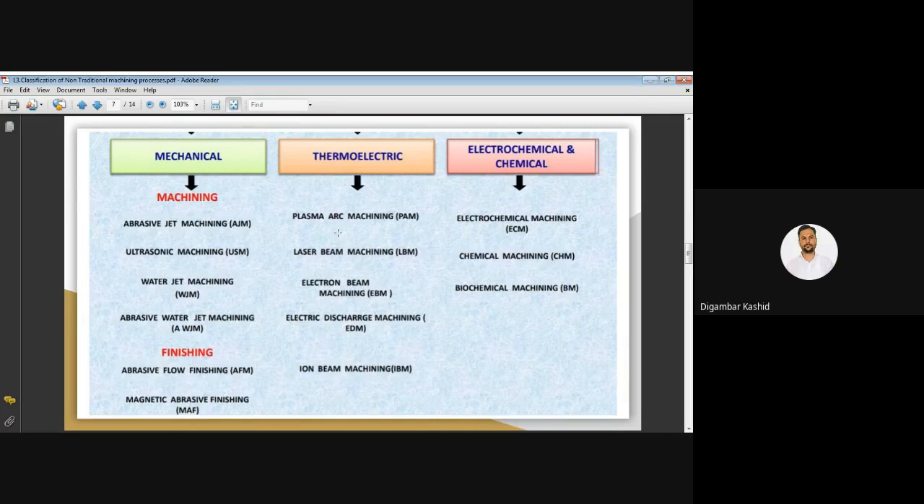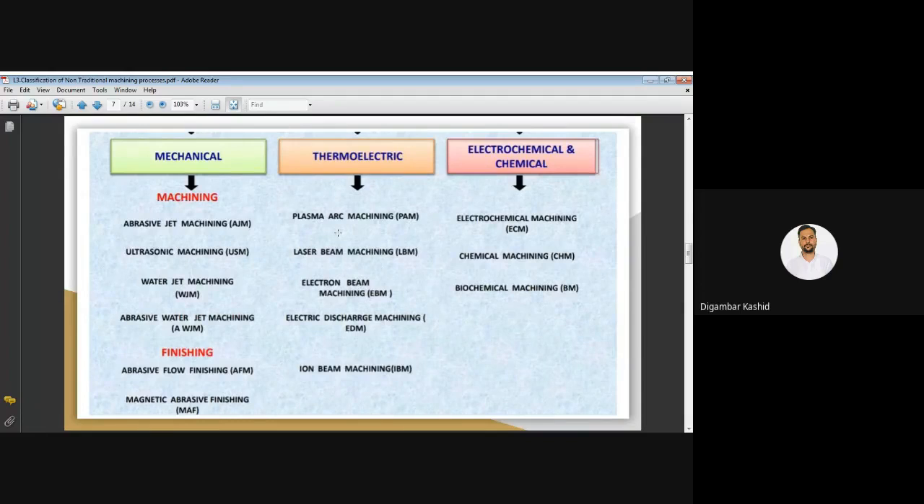Again, the limitation of electric discharge machining is that it is not suitable for many applications where very good surface finish, low damage to the machined surface, and a high material removal rate are the requirements. At that time, this EDM machine is not suitable.